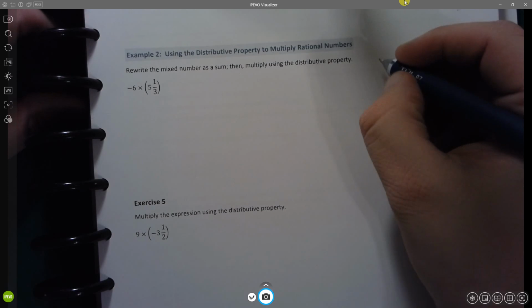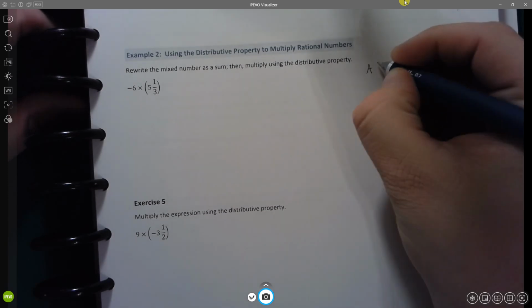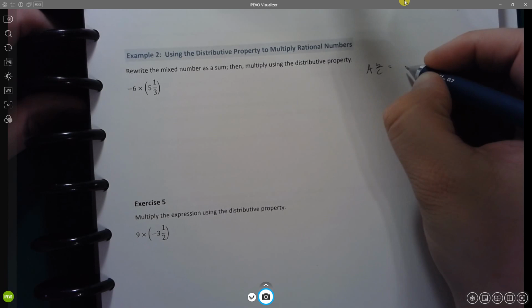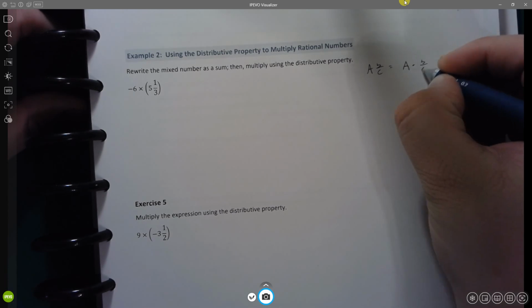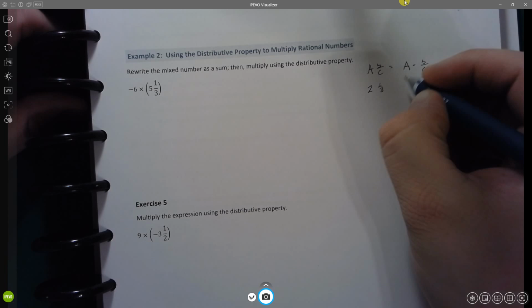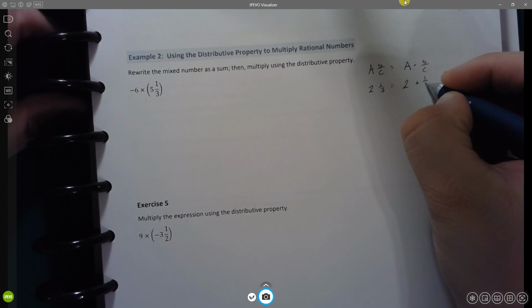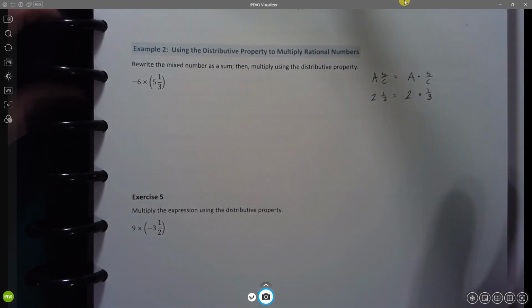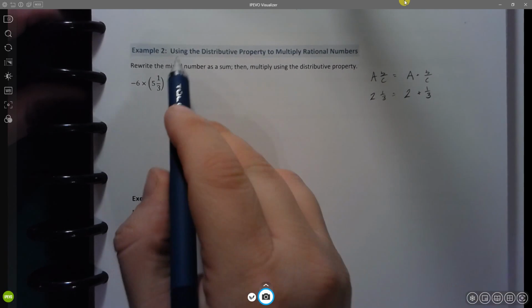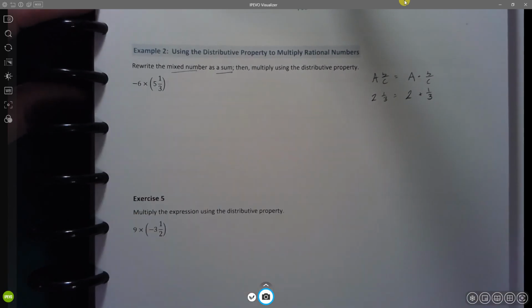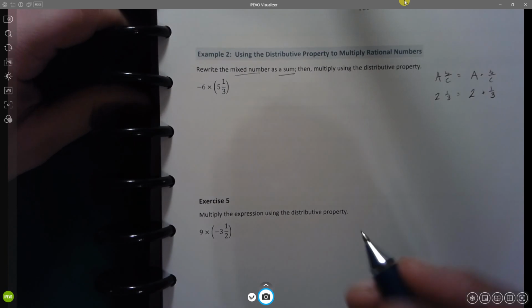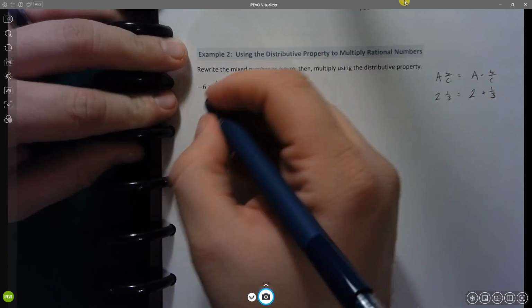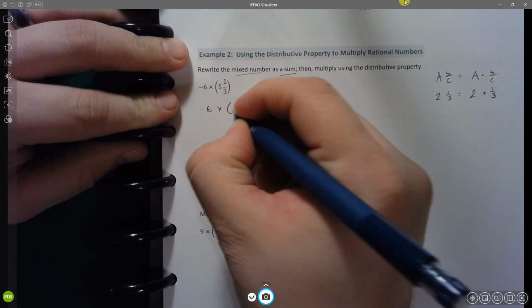Oh well. All right. Rewrite the mixed number as a sum, then multiply using the distributive property. When you get a mixed number like A, B over C, it's the same as writing it as A plus B over C. Like 2 and 1/3 is the same as saying 2 plus 1/3. That is what it's asking when it says rewrite the mixed number as a sum. So we're going to take this -6 times 5 1/3 and say -6 times 5 plus 1/3.